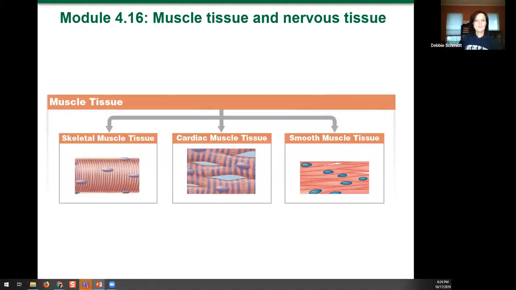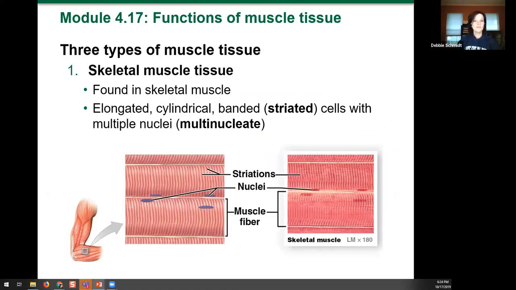All right, muscle tissue comes in 3 flavors. We have skeletal muscle tissue, cardiac muscle tissue, and smooth muscle tissue. So skeletal muscle tissue, guess where it's found? Skeletal muscles, muscles that are attached to bones. Skeletal muscle tissue is voluntary, which means we can think about moving it and move it. We send it a command, okay, consciously.